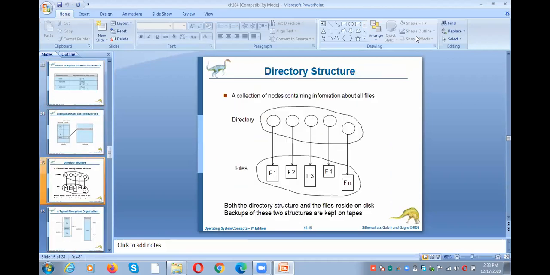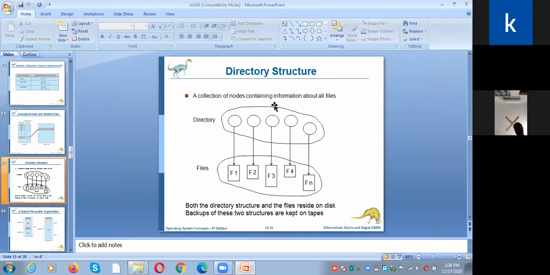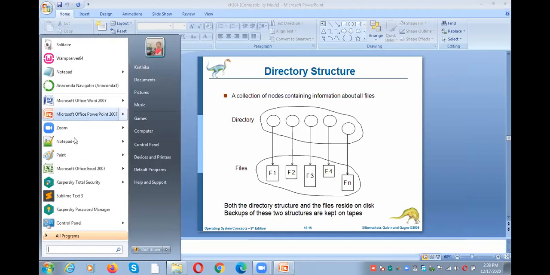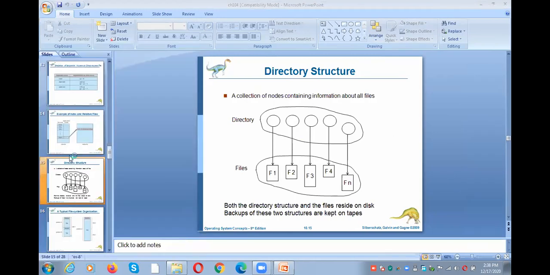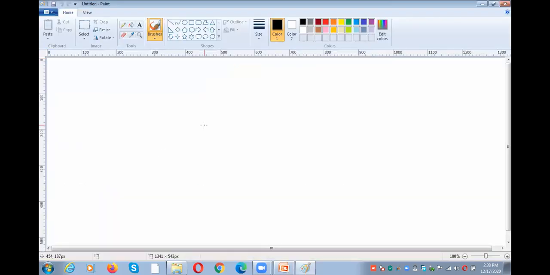In today's class we are going to discuss directory structure. So we no need to use a ppt. Directly we'll go to the paint. Right, so what is a directory? So what for a directory?